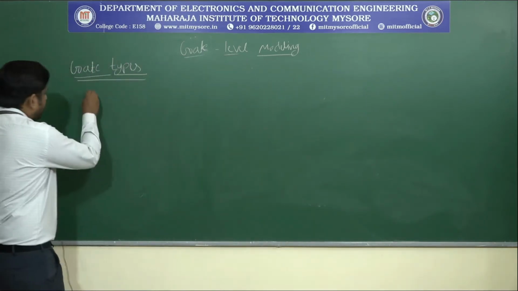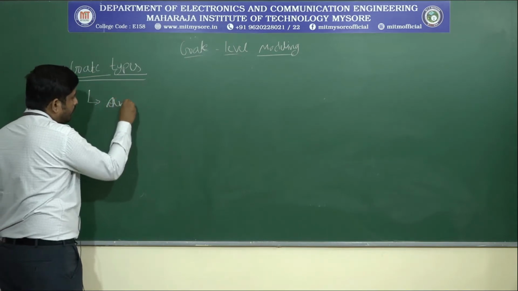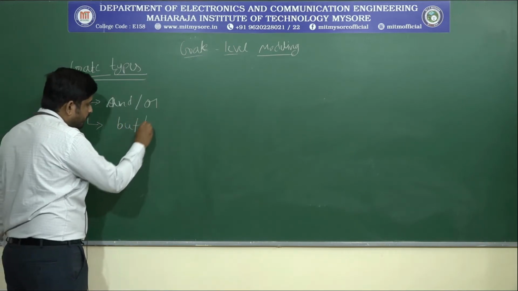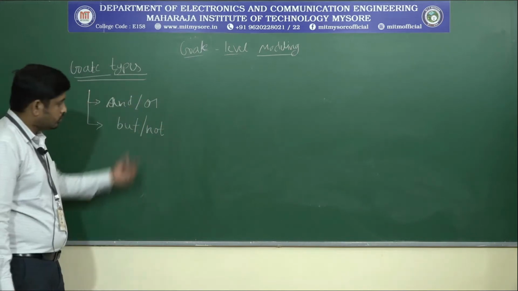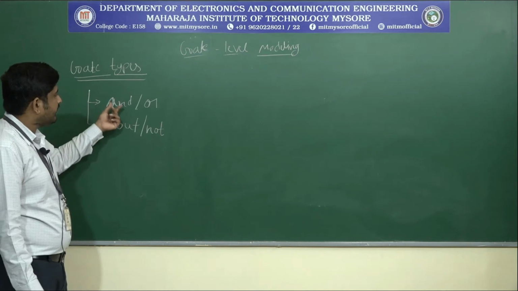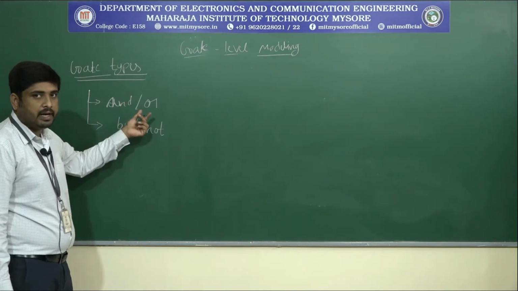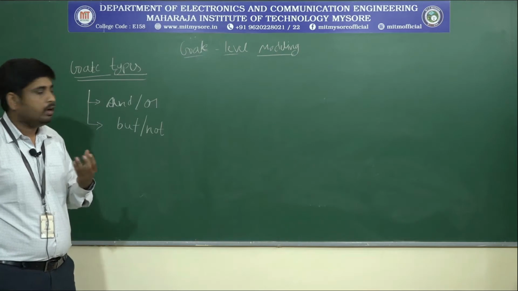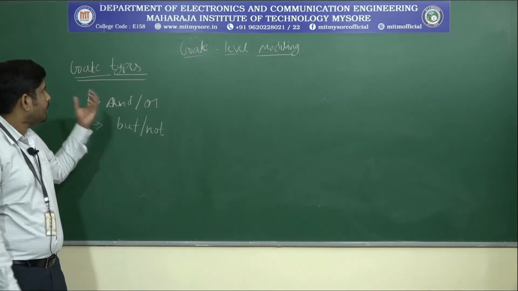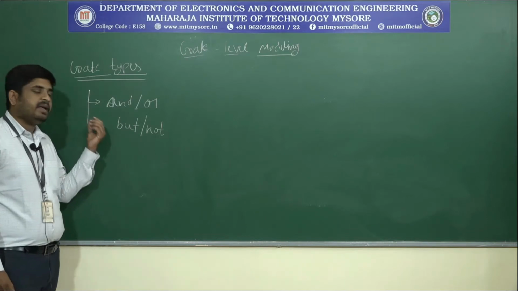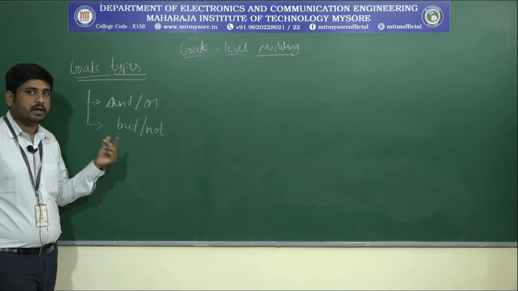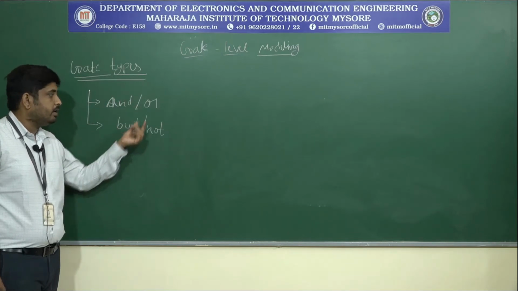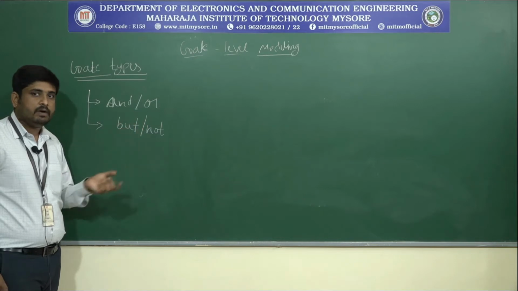The first one is AND, OR, and the second one is buf, NOT. NOT may also be called an inverter. Based on this classification we represent each and every gate here. Again I repeat, gate types: usually a logic circuit can be designed using basic gates. Gate types can be classified into two types based on Verilog HDL. The first one is AND, OR representation, the second one is buf, NOT, that is the inverter representation.